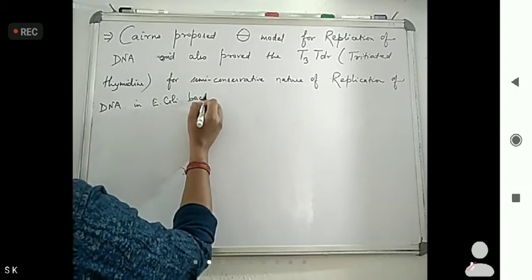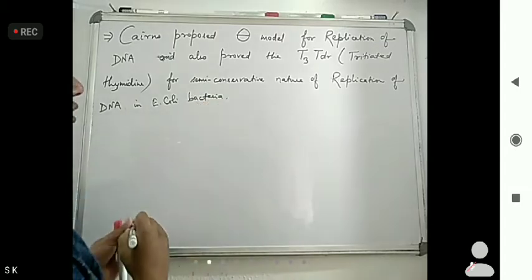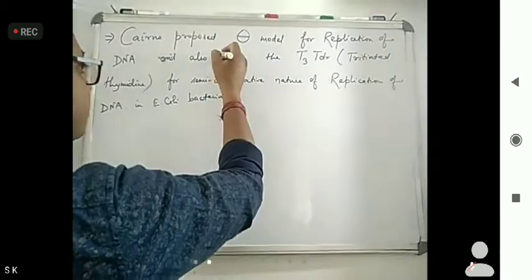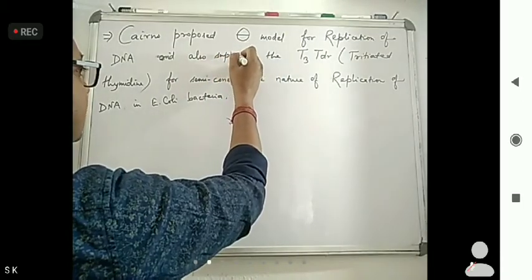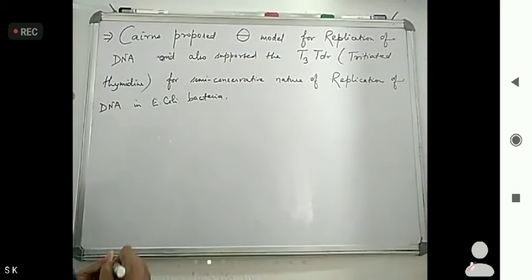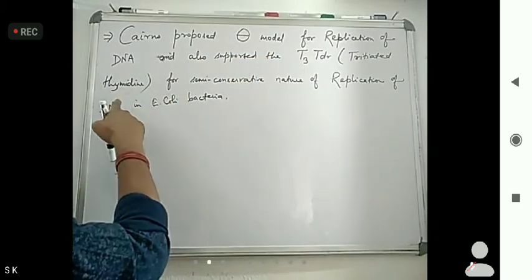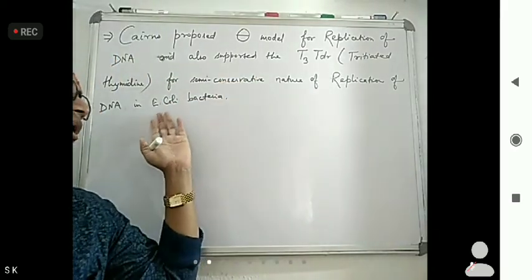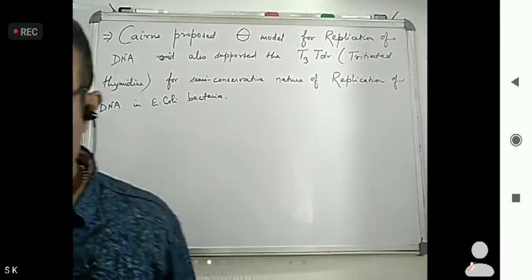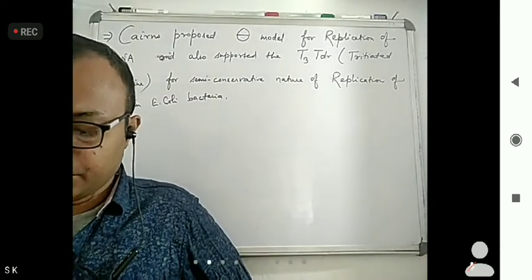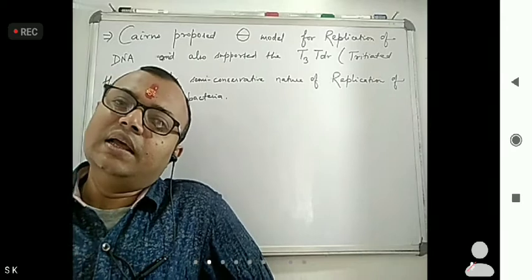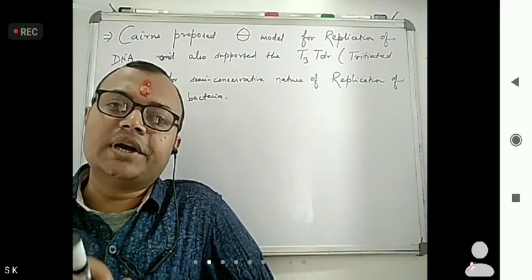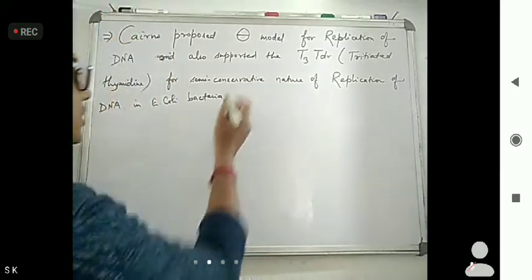coli bacteria. It is not proved, it is supported. Okay, and also supported because it is already proved previously. So it also supported the tritiated thymidine for semi-conservative nature of replication of DNA in E. coli bacteria. Okay. Now, this experiment was done with the help of autoradiography.